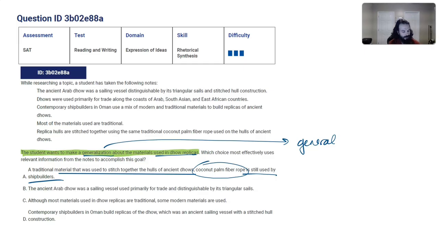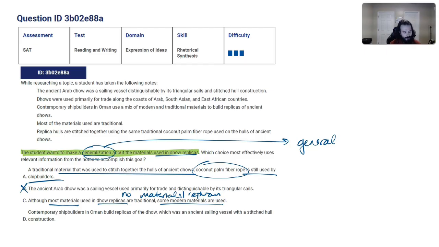Choice B, the ancient Arab dhow was a sailing vessel used primarily for trade and distinguishable by its triangular sails. That tells us nothing about the materials and nothing about the replicas at all. So it's definitely not B. C, although most materials used in dhow replicas are traditional, some modern materials are used. Aha! Most materials would definitely be a generalization. We are talking about the replicas. We're suggesting that most of the materials are traditional, and then we do say some modern materials are used. That's still a very general statement about the materials used in the replicas. That's probably our answer. Let's check D.